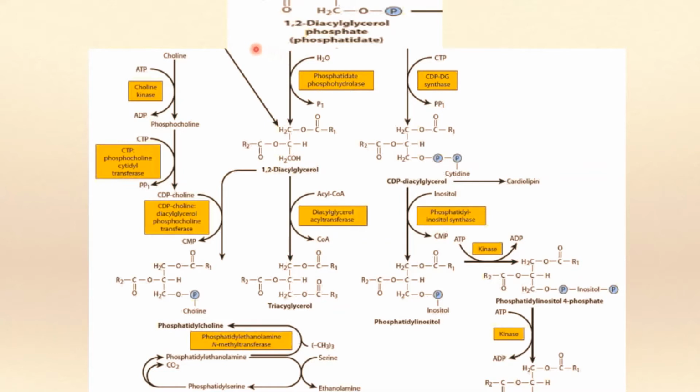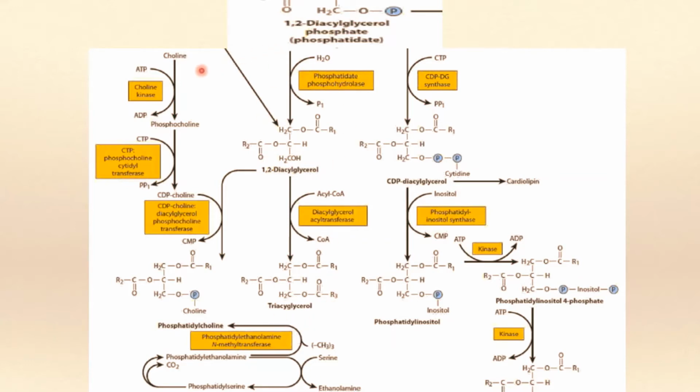If we start from dihydroxyacetone phosphate, it first undergoes a reduction reaction to form glycerol 3-phosphate, and then subsequent reactions happen. Finally we get 1,2-diacylglycerol phosphate, which subsequently undergoes phosphate group removal and finally addition of one more fatty acid to form triacylglycerol in the usual way.